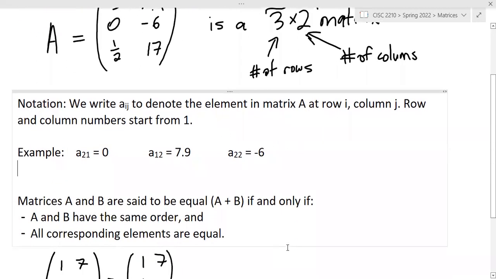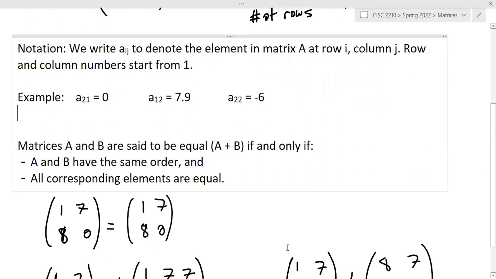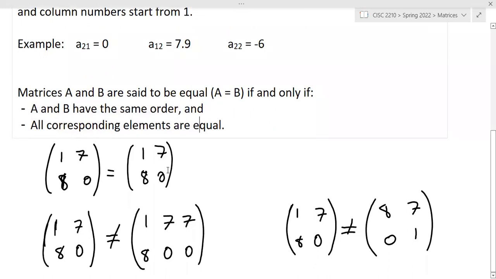Now, when do we consider 2 matrices to be equal? So matrices A and B are said to be equal. So we say A is equal to B. What does that mean? That's true if and only if, first of all, A and B have to have the same order and all corresponding elements are equal. So for example, these 2 matrices are identical. They're equal. 1, 7, 8, 0. And this is also 1, 7, 8, 0.